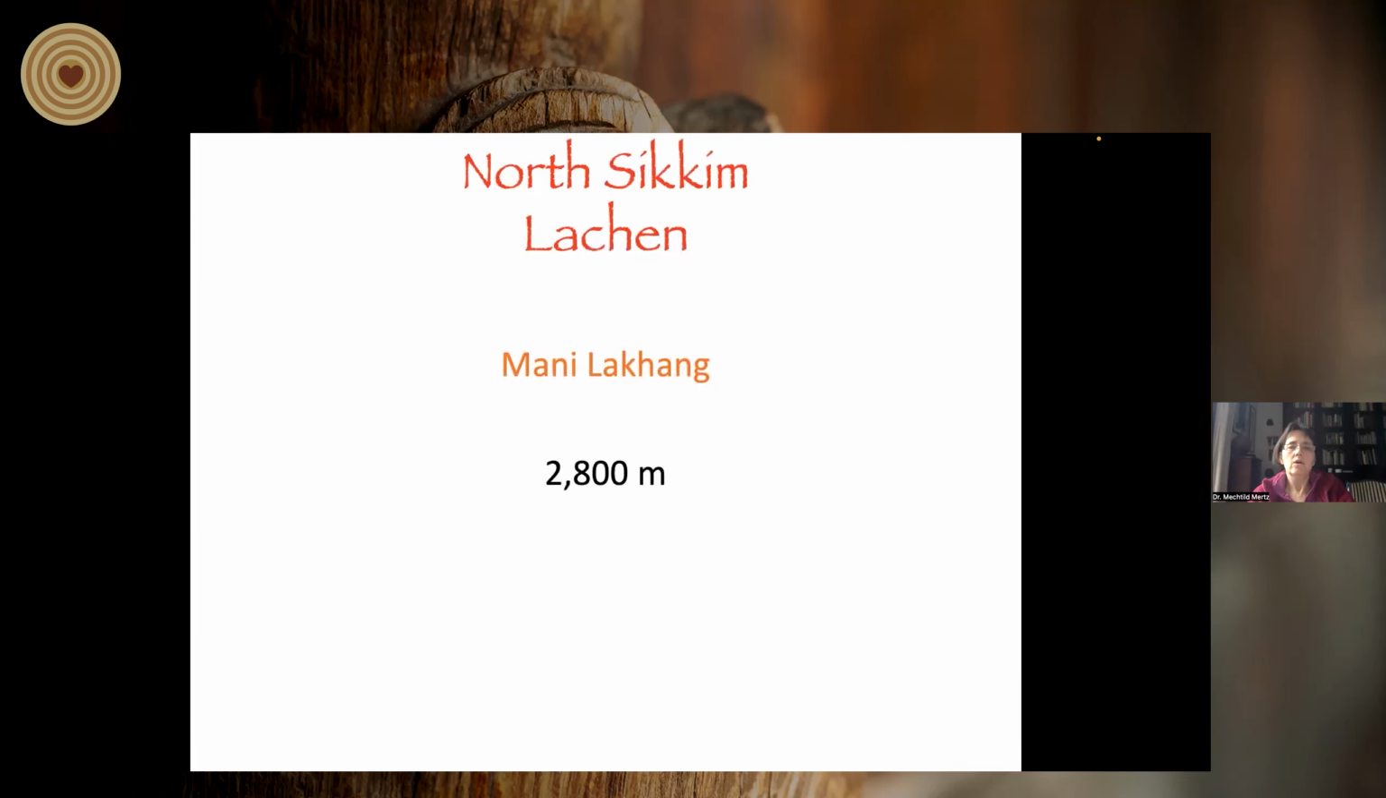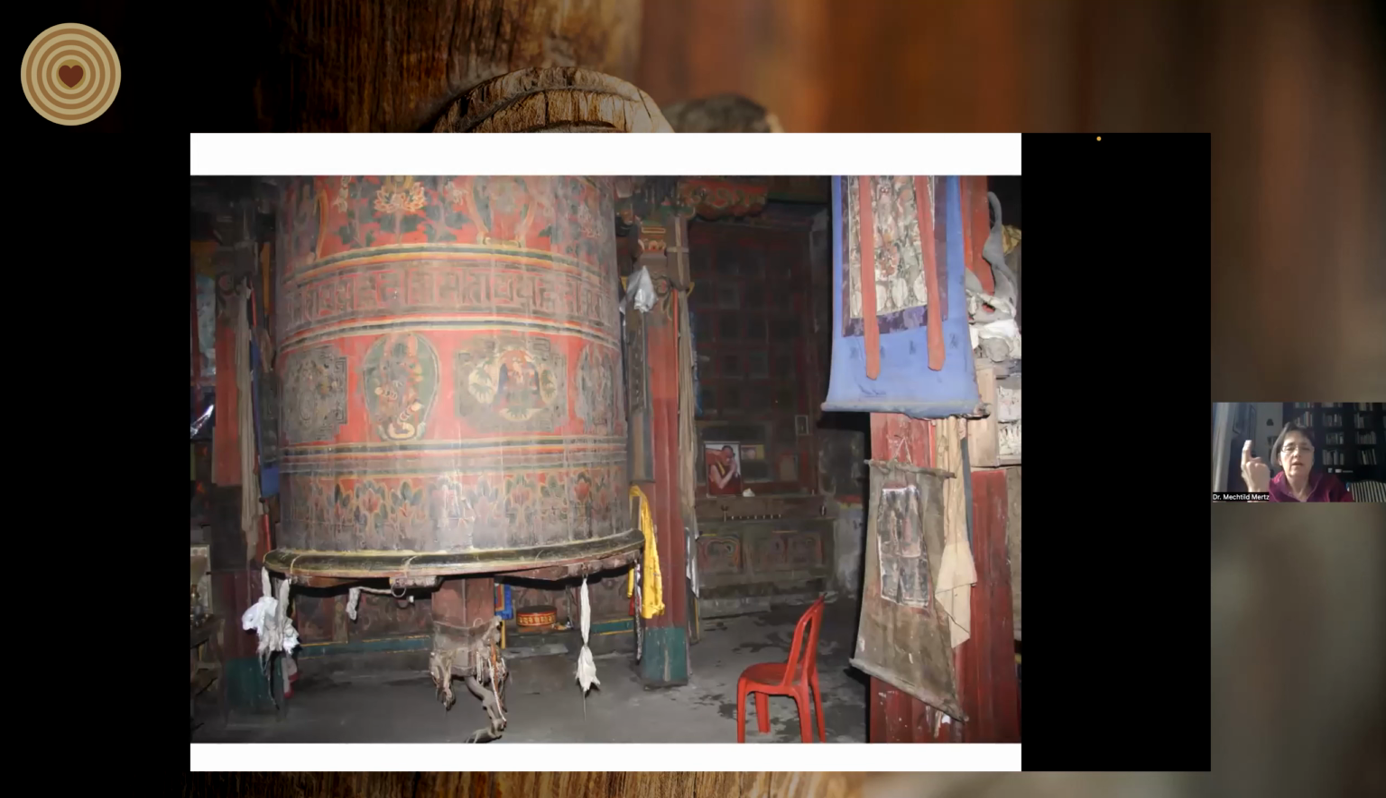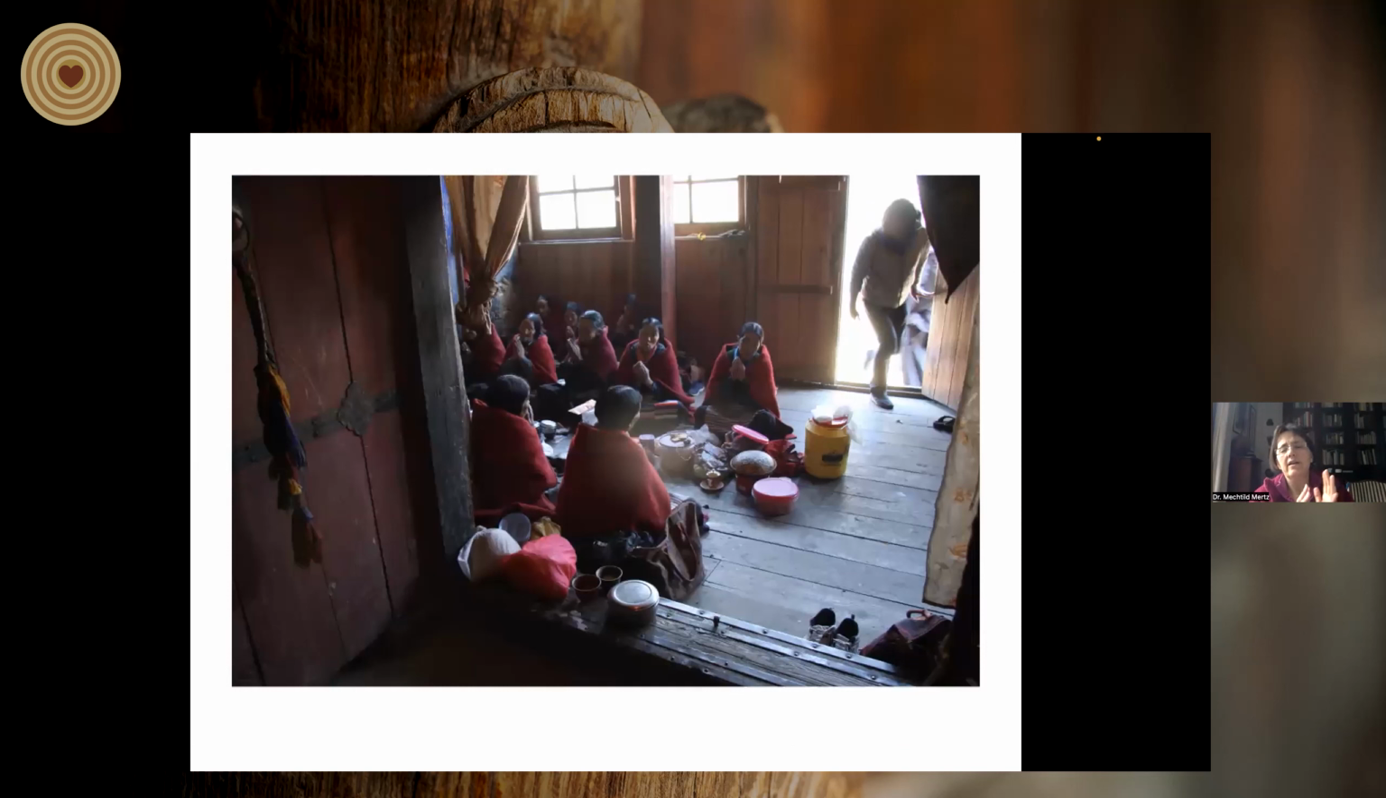Yeah, and now I go to the north of Sikkim, which is 2,800 meters, and it's still the eastern Himalayas, but more top of the mountain. And you see in this building, for example, this wheel where they are praying, running, all these ladies from Sikkim, from Mani Lakhang Monastery, they were praying for us. So for our good wood identification, they were there praying.